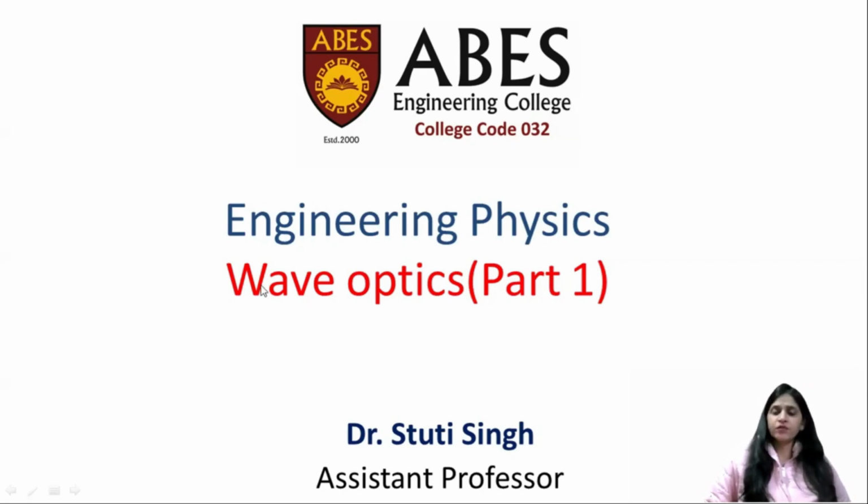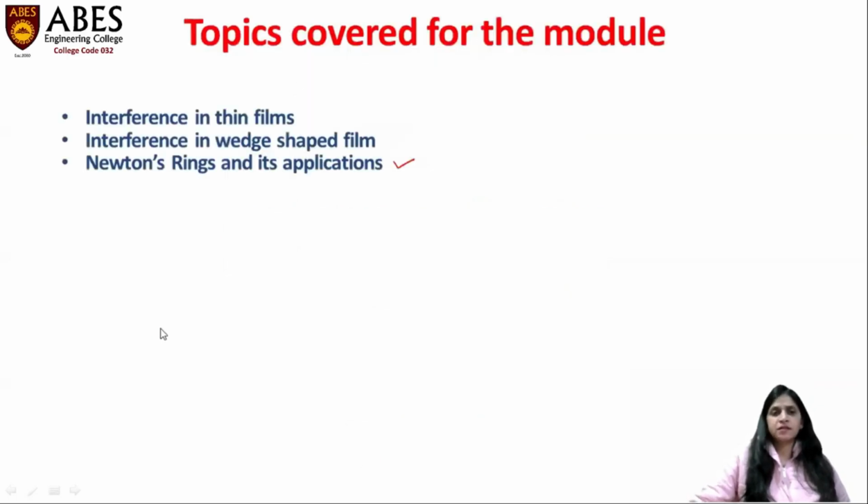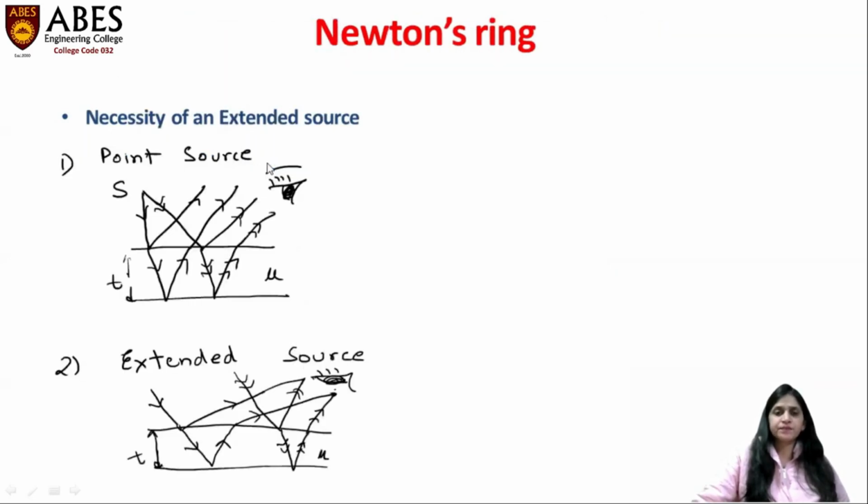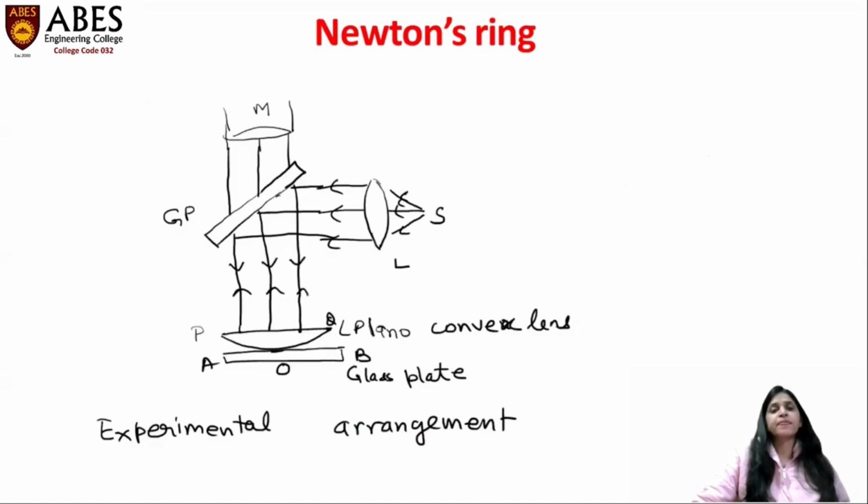So again now we will be continuing with the wave optics part 1 and let us quickly see what we have done in the last. We were talking about Newton's rings and its applications. So we talked about the necessity of an extended source. We talked about the experimental arrangement for forming the Newton's ring.